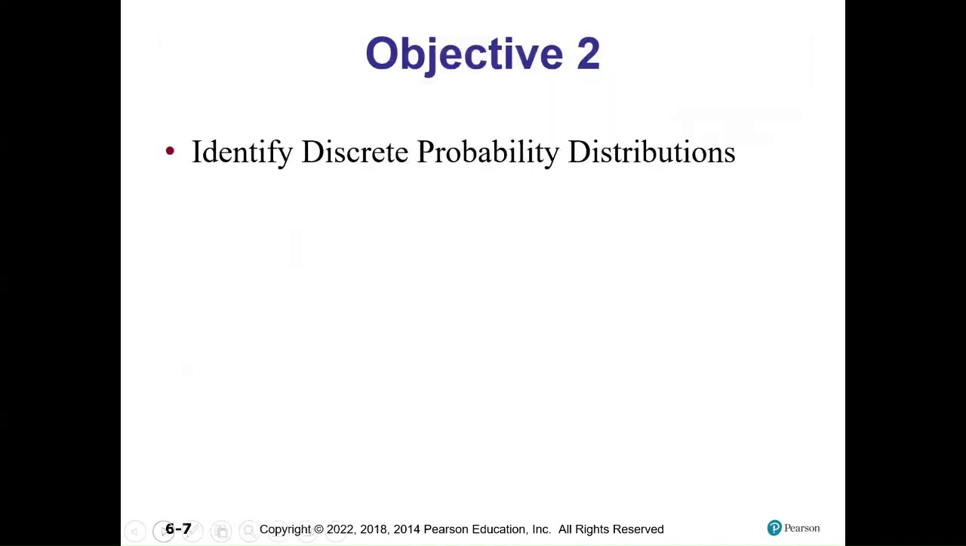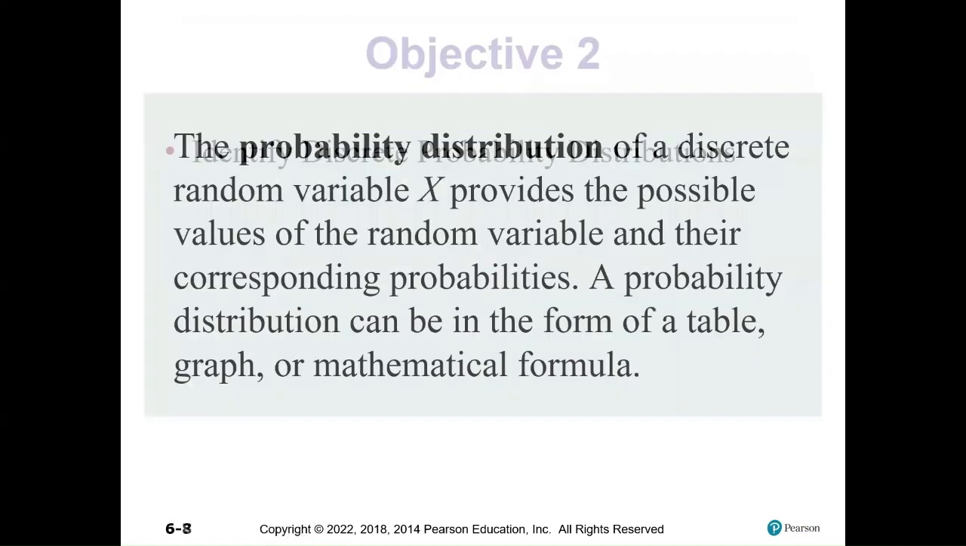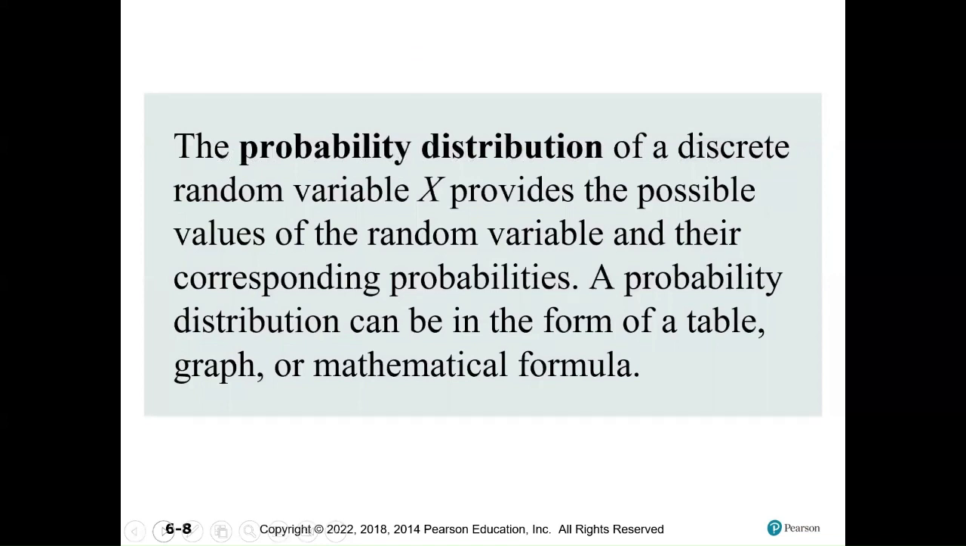Looking at the probability distributions that we had in chapter 5, we'll be able to determine that some of those were in fact what are called probability distributions. The probability distribution of a discrete random variable X provides the possible values of the random variable and their corresponding probabilities. A probability distribution can be in the form of a table, a graph, or a mathematical formula. We looked at some of these in chapter 5 without knowing that this is what you were looking at in table form.